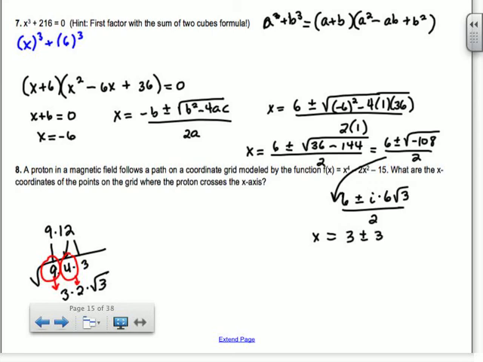So your final answer would be 3 plus or minus 3i root 3. You just bring the 2 into both pieces. Okay, so you might get i's for your answers in this section.